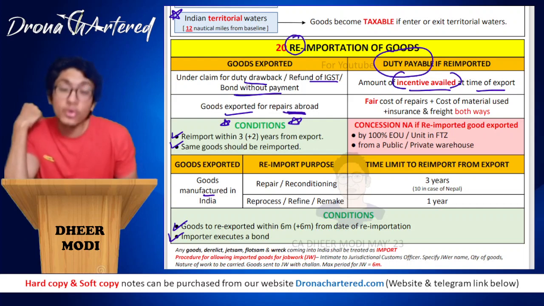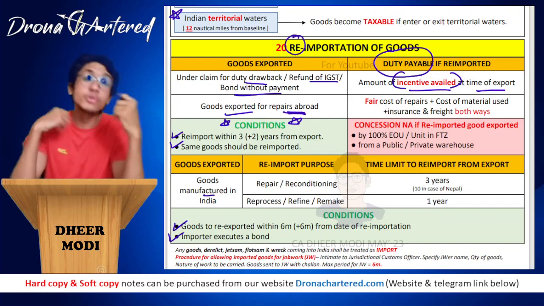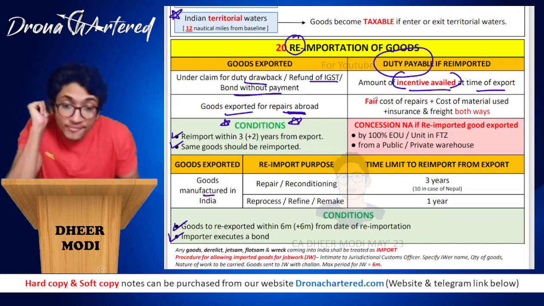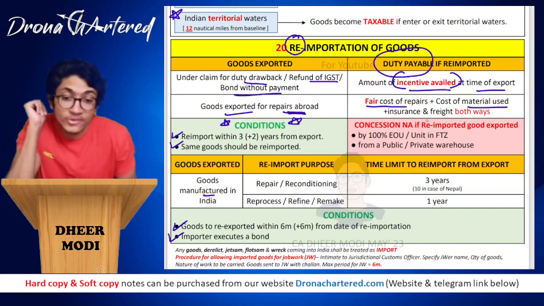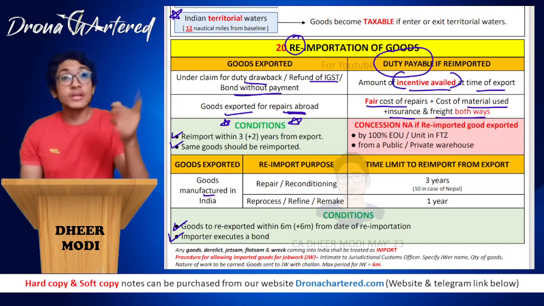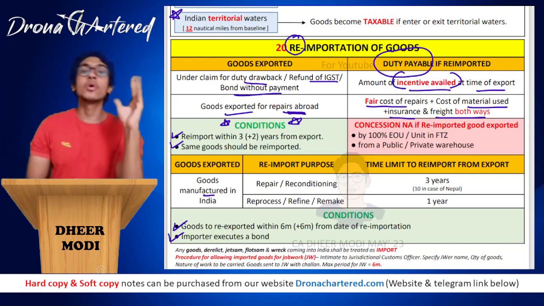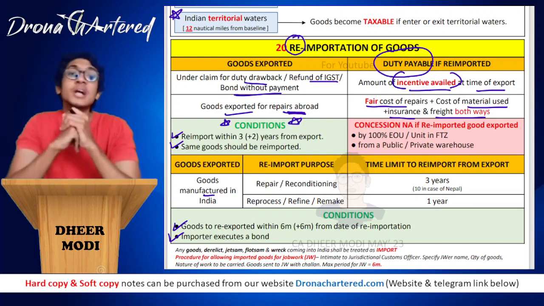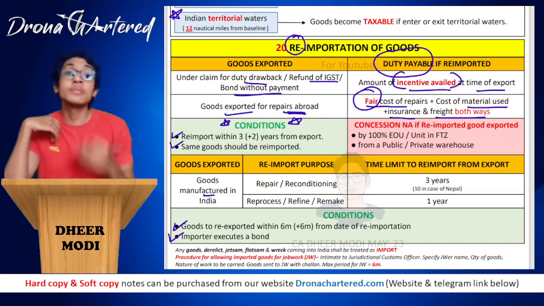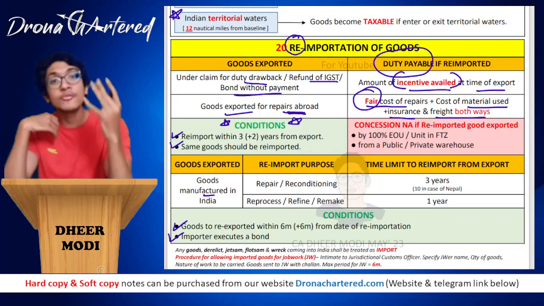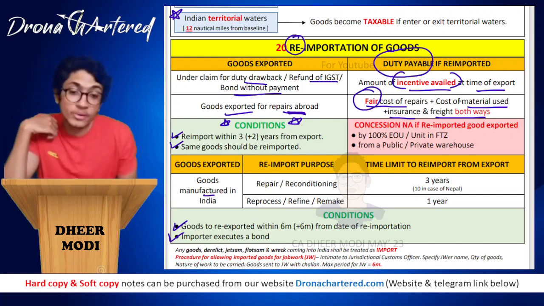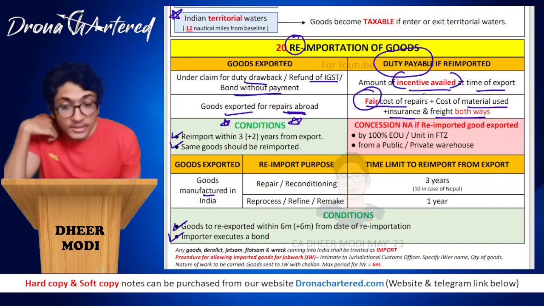And if goods have been exported for repairs abroad, and then you are re-importing these goods, in such a case, what will be the duty payable? It will be the fair cost of repairs plus cost of materials used plus insurance and freight, both ways. What you have to remember, they will give an example that these goods were already under warranty, so the supplier didn't charge you anything. So in such a case, you do not have to add 0 rupees. You have to add the fair cost. That means you have to add the fair value of repairs, because that will be treated as import. So this is the duty payable, that is fair cost of repairs plus cost of material used plus insurance and freight, both ways.